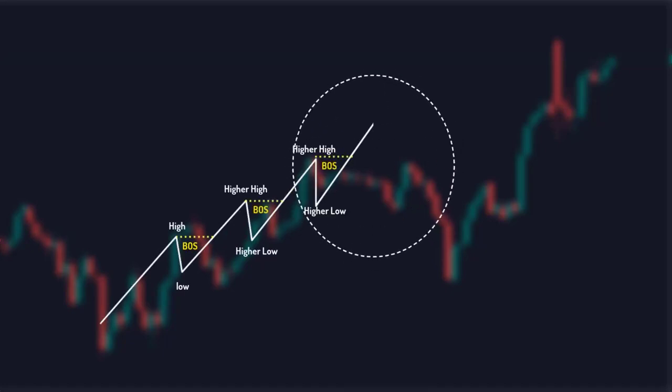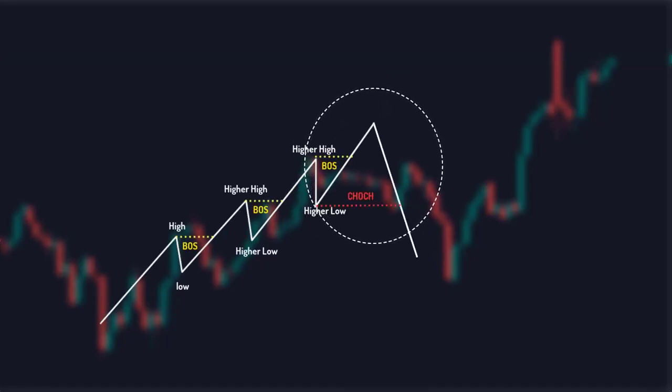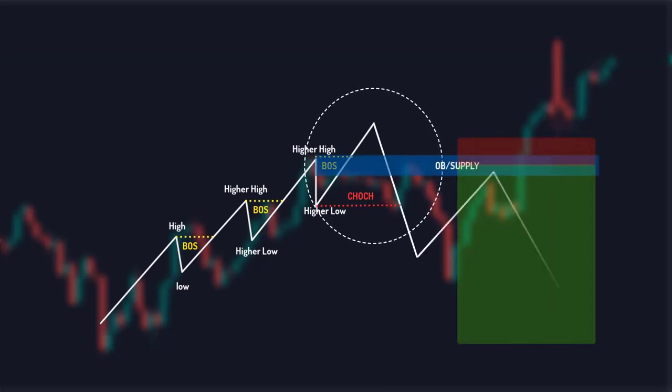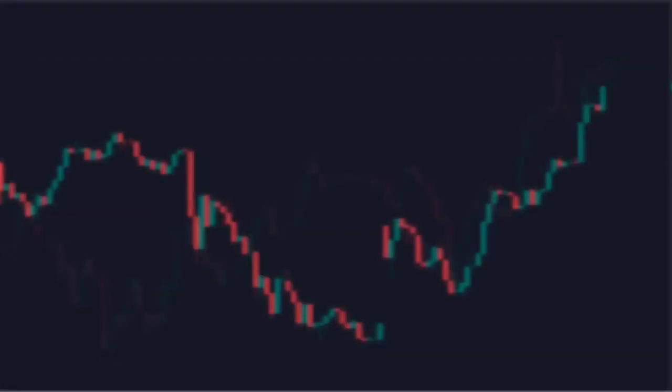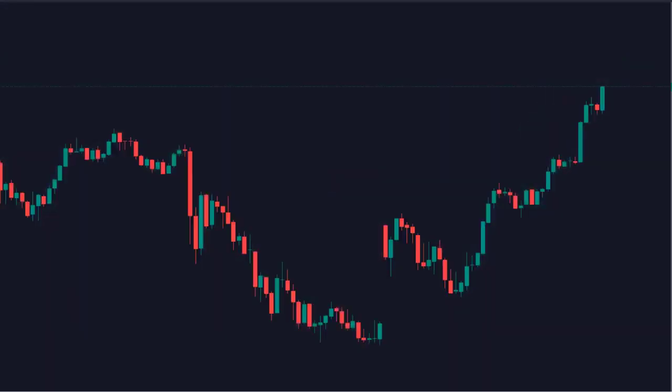So guys, let's continue. As you can see, there's an uptrend where the price couldn't make a higher high and breaks its last higher low and forms a change of character. Let's take a look at the chart and see whether we can spot the chalks in the market or not.